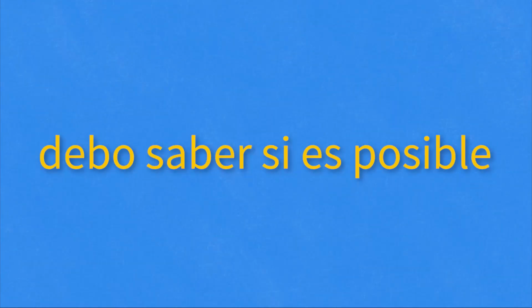Remember the verb for have to? Tengo que. Another verb that means the same thing is deber. So I must is debo. I must know. Debo saber. What about I must know if? Debo saber si. I must know if it is possible. Debo saber si es posible.